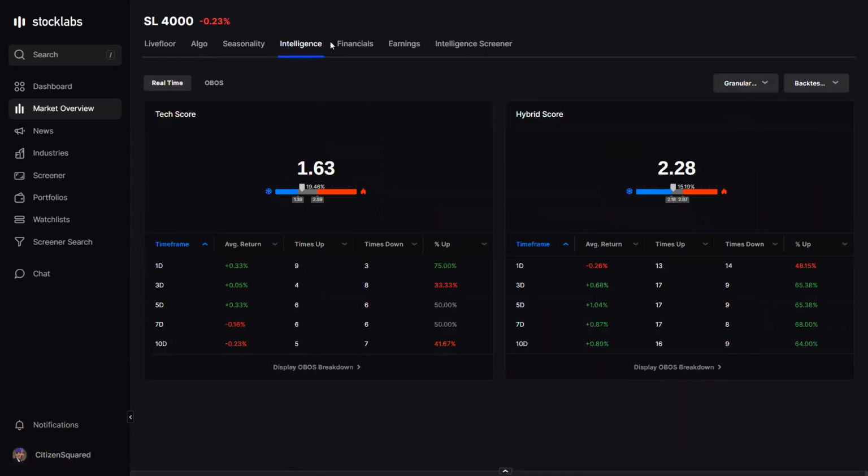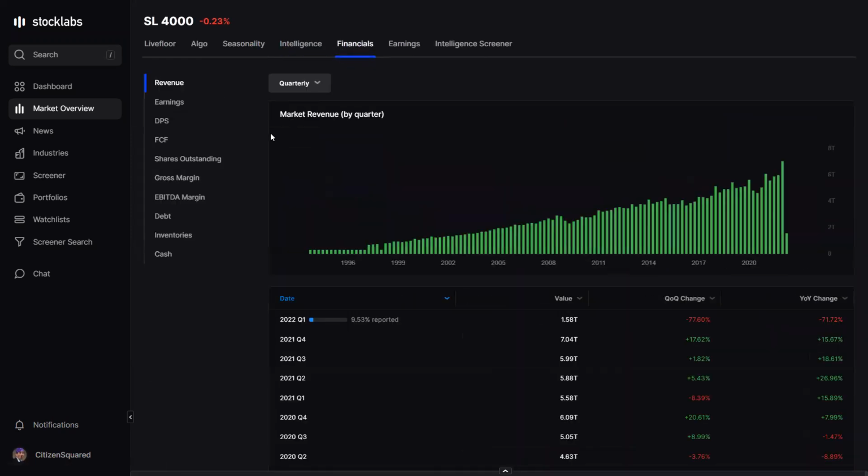Intelligence, we kind of went back and forth with this. Financials, this is more fundamental data. So for the overall market, that strip across the middle that had the statistics, you can see the trends for some of those individual components over time aggregated. So these are revenues overall. This is obviously low because the most recent quarter isn't all the way reported. So you'll see that here.